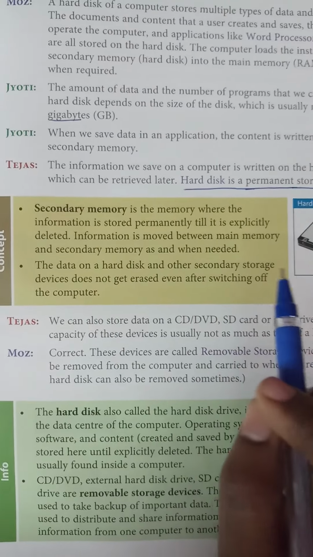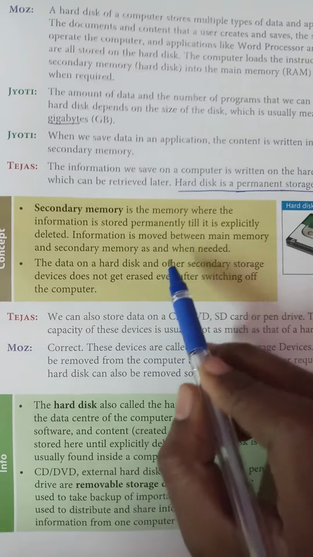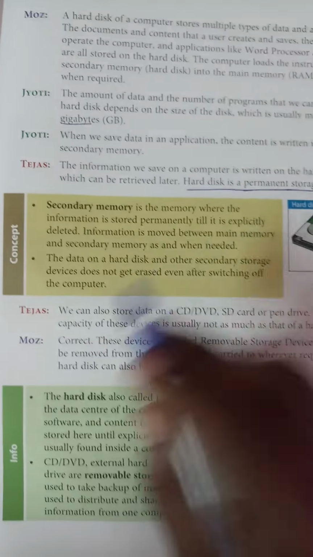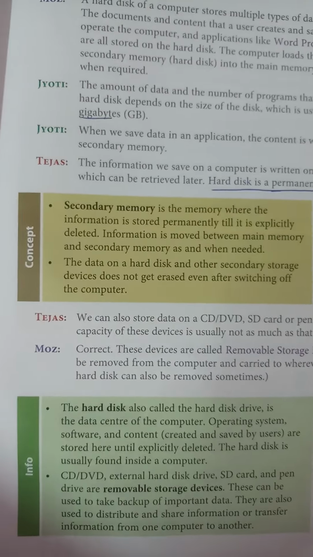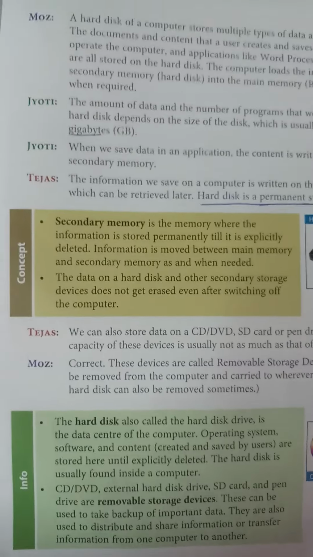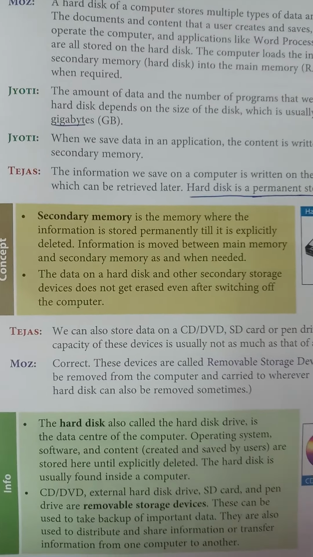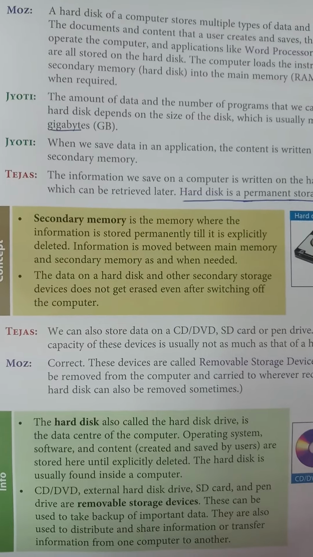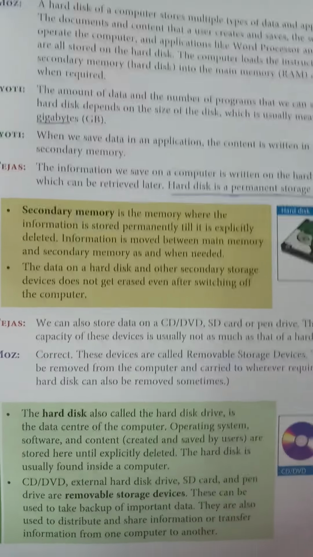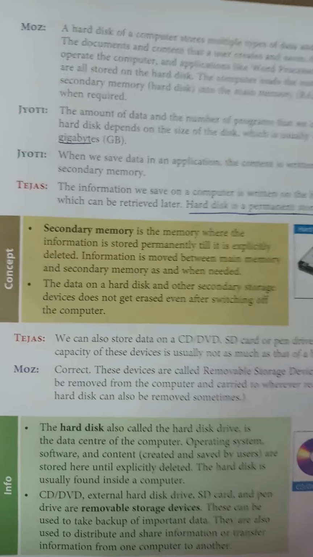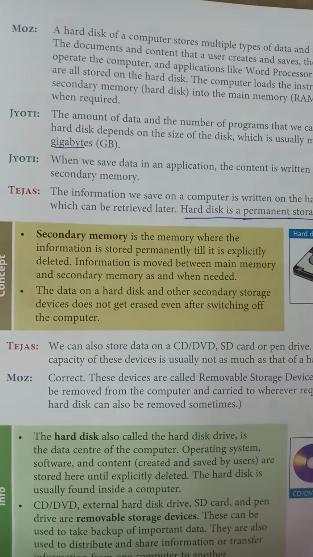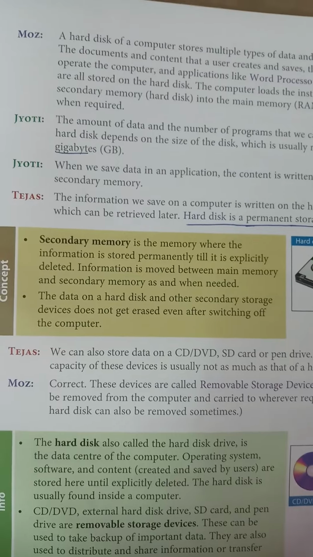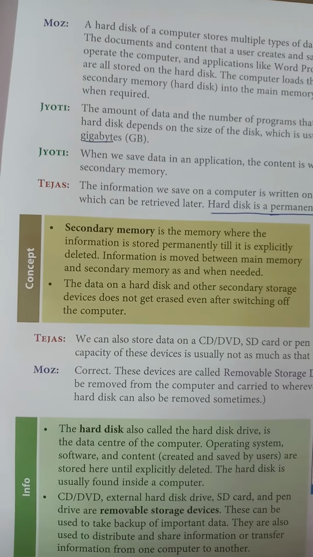Information is moved between main memory and secondary memory as and when needed, with the help of the CPU. The data on a hard disk and other secondary storage devices does not get erased even after switching off the computer. So primary memory will erase the data when we switch off the computer, but the secondary storage devices or the hard disk will not erase the data.